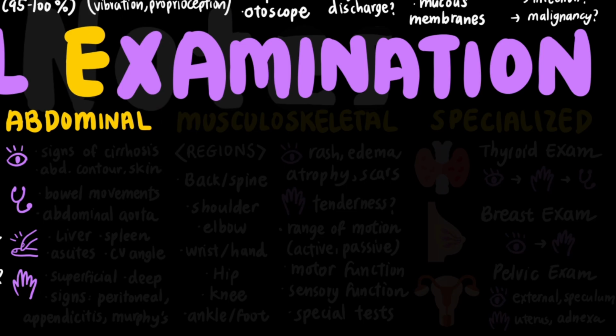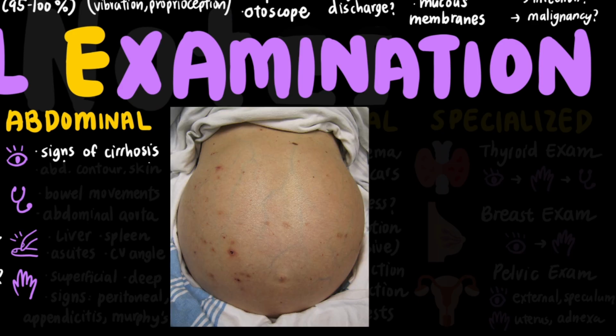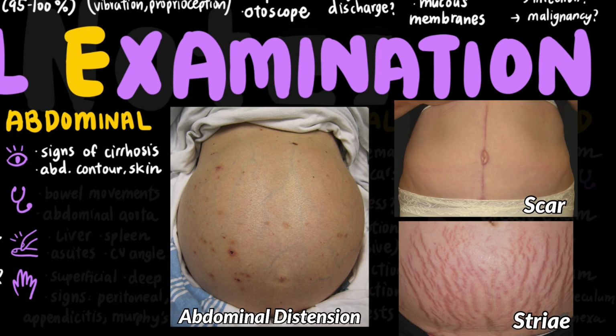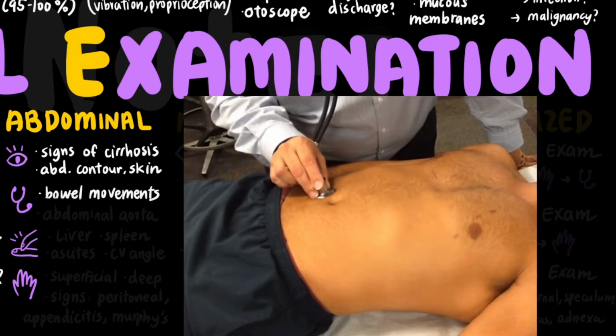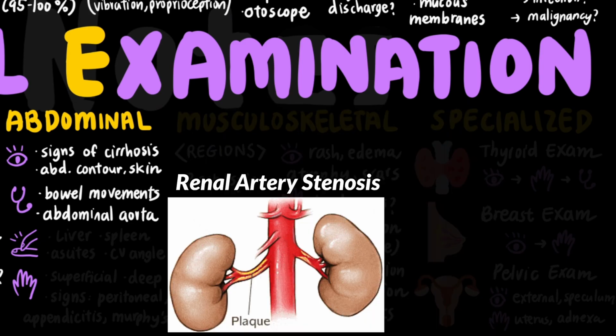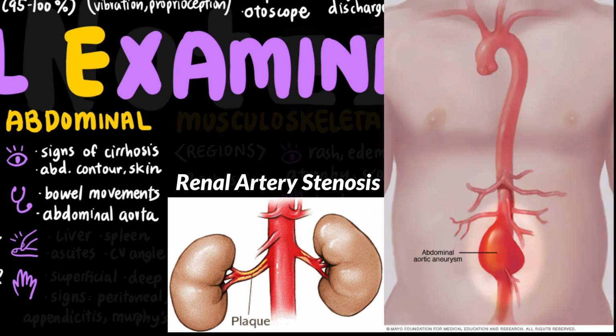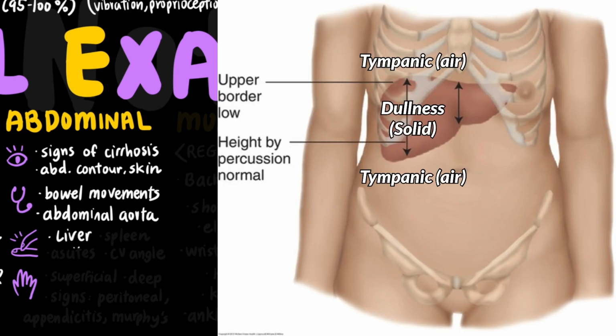On inspection, check for signs of cirrhosis such as spider angiomas or caput medusae. Inspect abdominal contour for distension and skin for scars and striae or stretch marks. On auscultation, we listen for bowel sounds, hyperactive in obstruction or absent in ileus, and check for bruit or abnormal vascular noises over the abdomen, which may suggest turbulent blood flow due to conditions such as renal artery stenosis or abdominal aortic aneurysm. On percussion, we estimate the liver span to check for hepatomegaly.